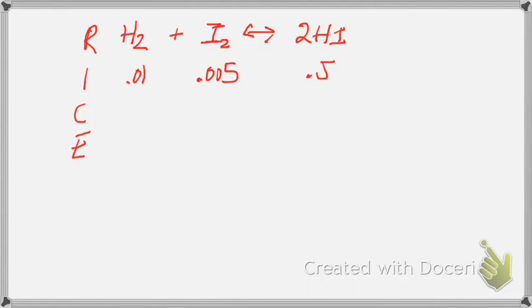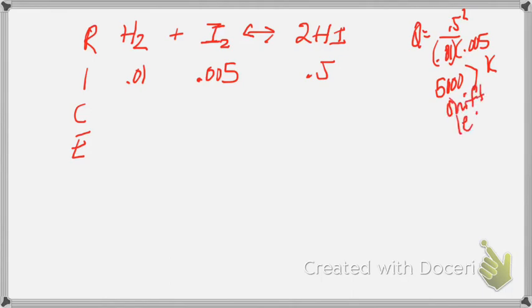Okay, so we've got to calculate Q. So we have 0.5 squared over 0.01 and 0.005. That comes out to 5,000, which is much greater than K, so shift left. Which means this reaction is going to reverse, and we're going to be favoring the reverse reaction because that's the way the equilibrium is shifting.